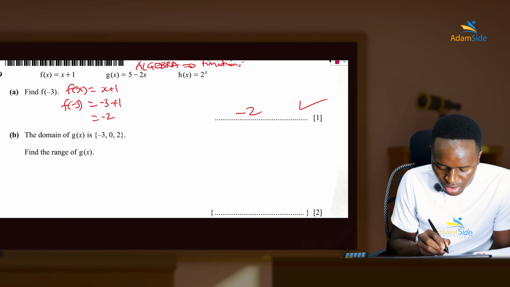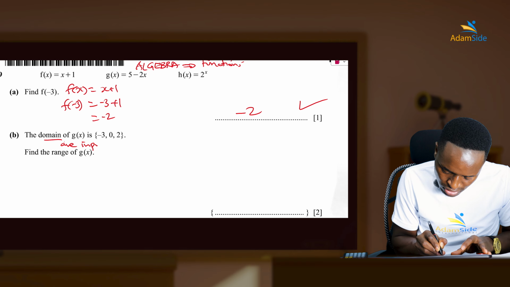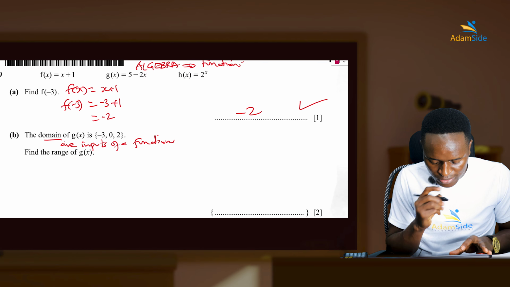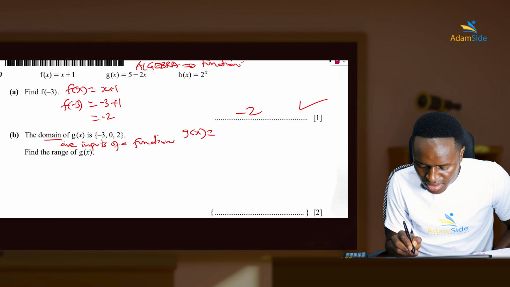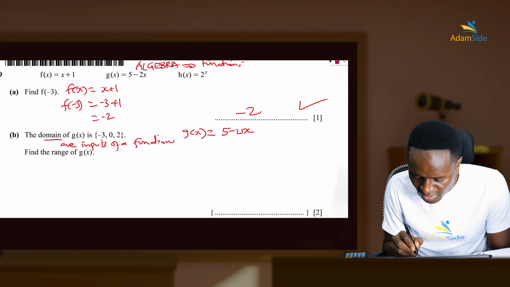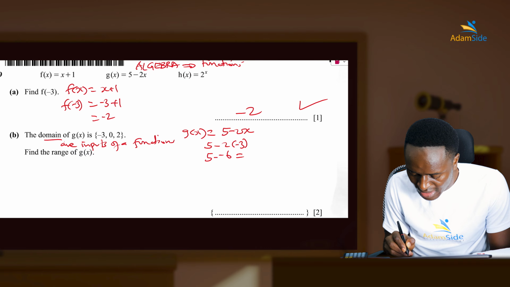The domain of g of x is negative 3, 0, 2. Domain means all values of x. They are inputs of a function. So if they are inputs of a function, you just take function g of x, which is 5 minus 2x, and find it when the value of x is negative 3. 5 minus 2 times negative 3. 2 times negative 3 gives negative 6. So 5 minus negative 6 is 5 plus 6. Laws of integers applied there, you get 11.